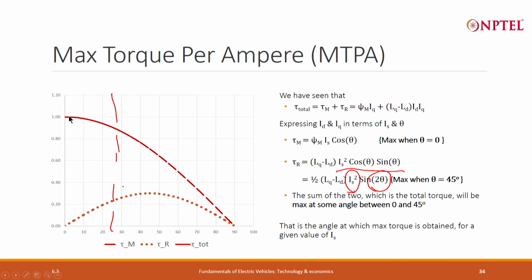If I only look at the magnetic torque, I have halved the current, that means this peak will be half, it will come to 0.5, because the peak value is proportional to Is. If I halve the current and look at what happens to the reluctance torque, the reluctance torque is proportional to the square of Is. Since I have halved the current, this peak will become 1/4. The reluctance torque will fall far more than the magnetic torque if the current is lower.